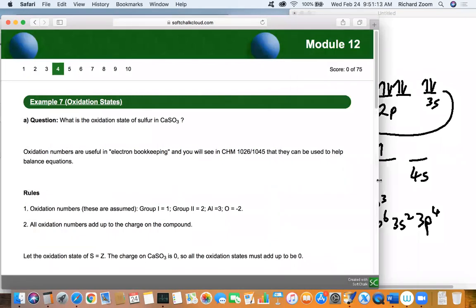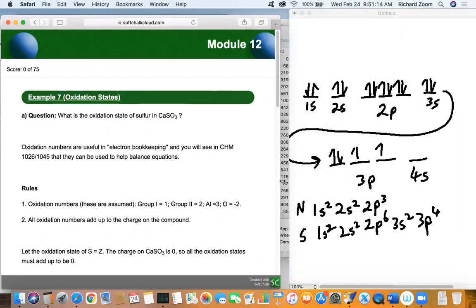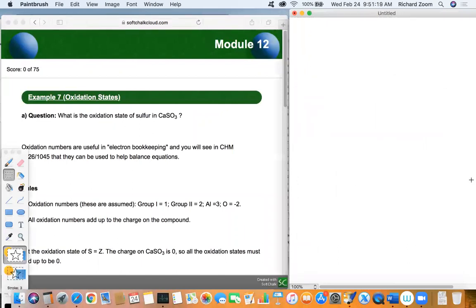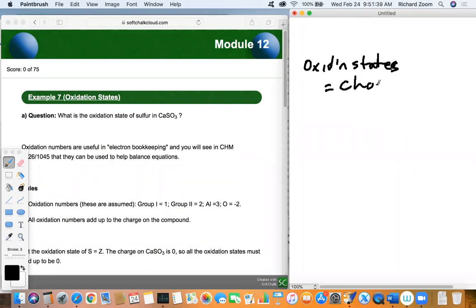This won't be on the test. But it's something that you'll see in the homework, and I want you to at least have the experience of seeing it. And this is oxidation states. Now, oxidation states are essentially charges. That's really all it is, just a charge.